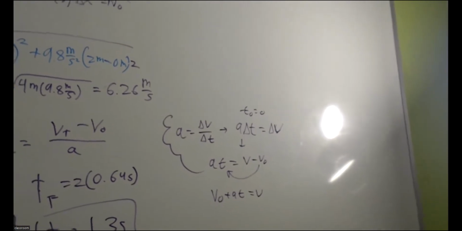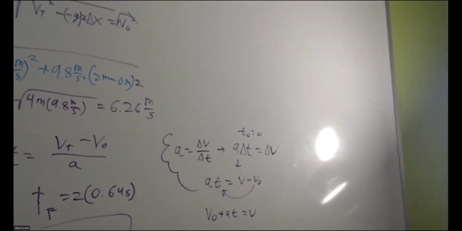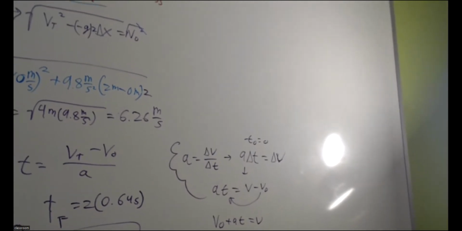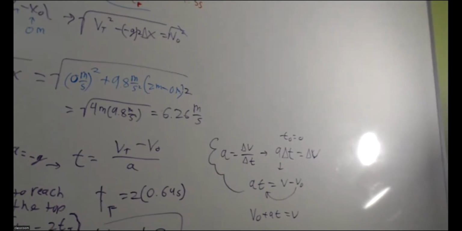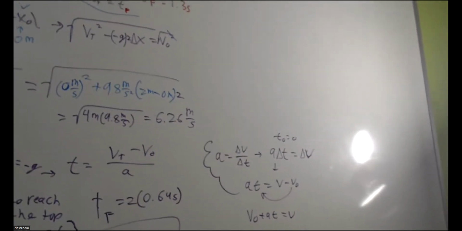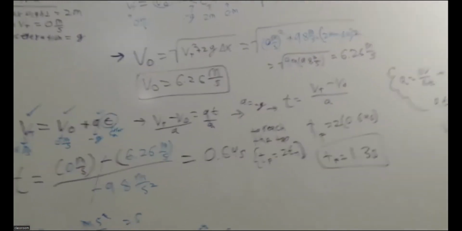Where you have A is equal to delta V over delta T. You assume T naught is equal to 0, so then you have AT is equal to V minus V naught, and then you just get rid of the negative by moving the V naught over. And that is quiz 2.